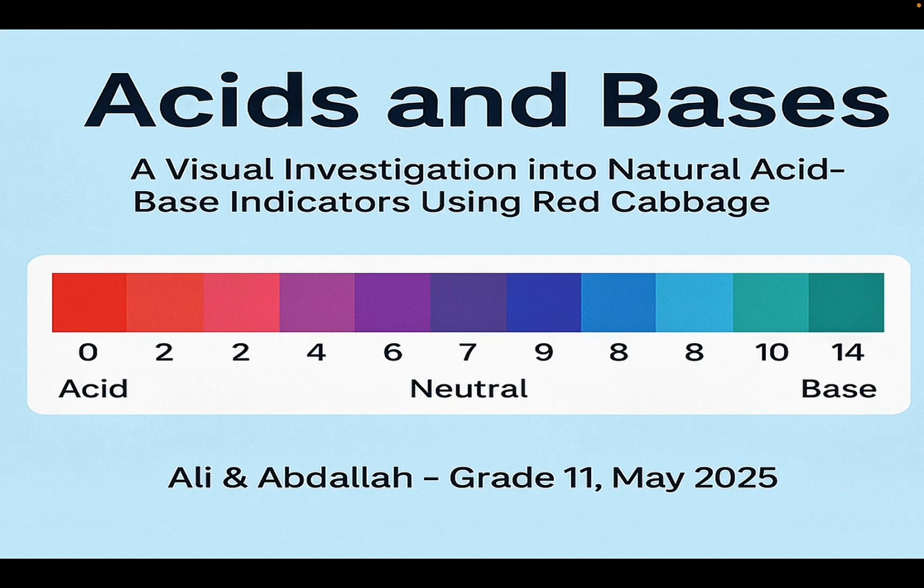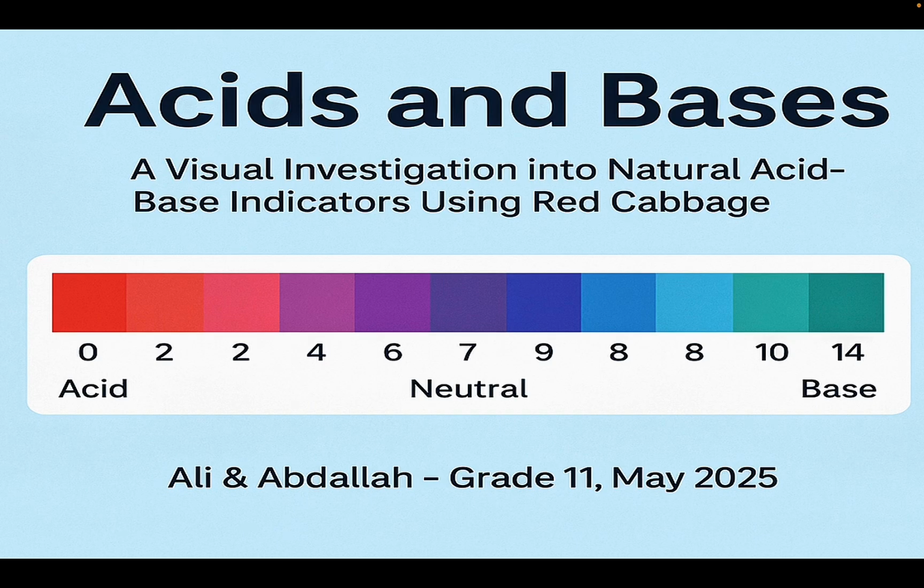It's going to be a visual investigation into natural acid-base indicators using red cabbage. Let's talk about acids and bases. As you can see, this is a pH chart. We can see that 0 is acidic and 14 is base, and the neutral is 7. So this is just a general chart.